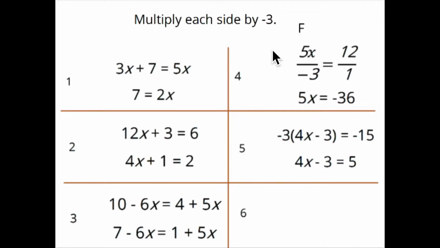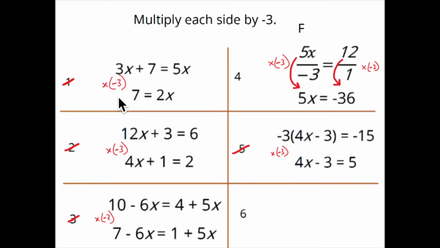F, multiply each side by negative 3. 3x times negative 3 would be a negative 9x. 12x times negative 3 would be a negative 36x. 10 times negative 3 would be negative 30. But 5x over negative 3 times negative 3. So if you're multiplying by negative 3, you're probably removing a negative 1/3 as a fraction, and that's what you're doing. A negative 3 times a negative 1/3 is equal to 1. So you're left with 5x, and 12 times negative 3 equals negative 36. So 4 works.